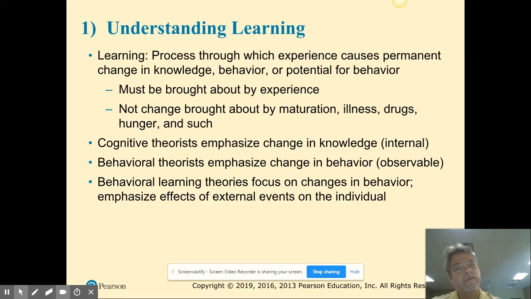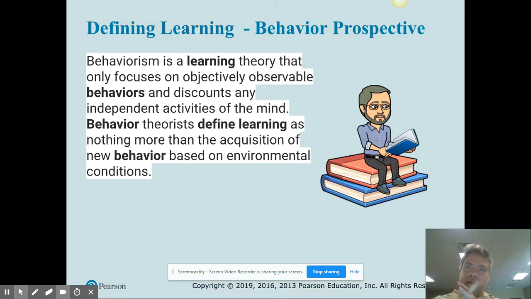The cognitive theorists from earlier, they emphasize a change in the knowledge, which is an internal mechanism, while the behavior theorists, they emphasize changes in behavior that has to be measurable. It has to be observable. So those are the two distinct differences between the two. Moving on. Behaviorism is a learning theory that only focuses on objectively observable behaviors. It discounts any independent activities of the mind. So that's it in a nutshell. Behavior theorists define learning as nothing more than the acquisition of a new behavior based on environmental conditions. Okay?